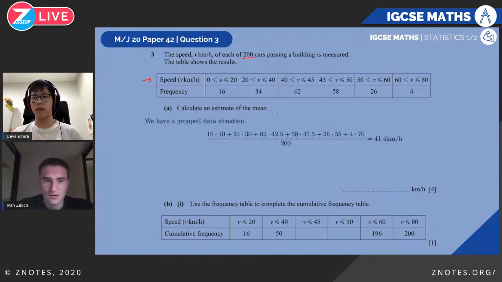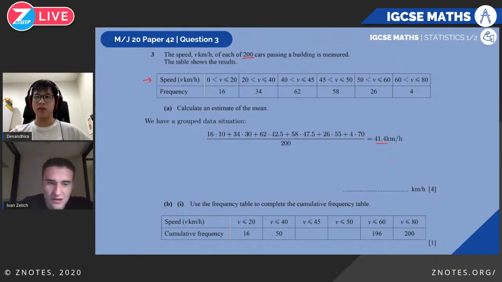So that's the goal. So 16 times 10 plus 34 times 30 plus 62 times 42.5. The average of 40 and 45 is 42.5. And we keep doing that. Divide by 200, and we get the answer: 41.4 kilometers per hour. 41.4 is okay, Devon? 2 decimal places or something? Yeah, it's okay.